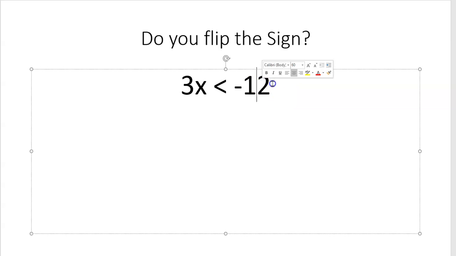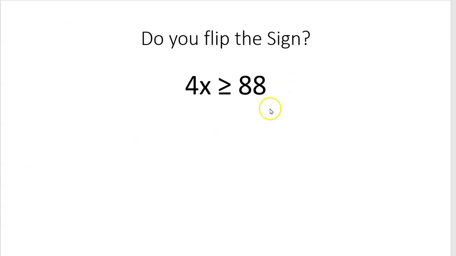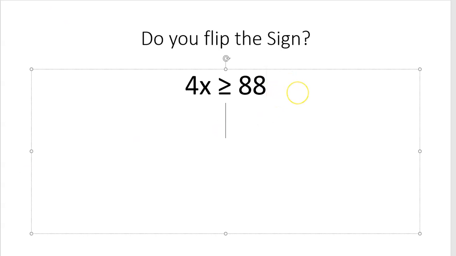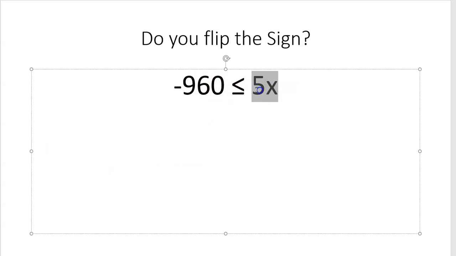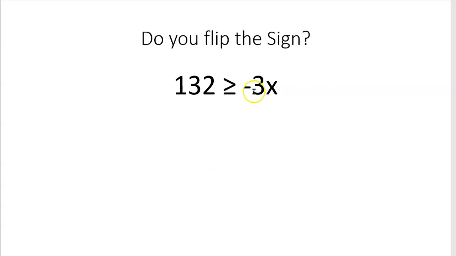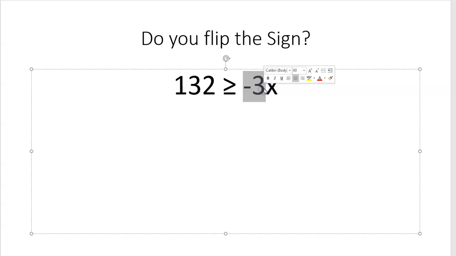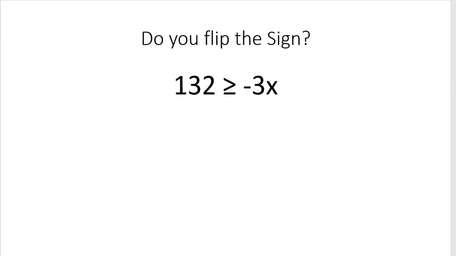This one, you do not flip the sign. Even though there's a negative here, you're dividing by a positive, so we do not flip the sign. This one, you're dividing by a positive, so you do not flip the sign. This one, the 5 is still positive. You are dividing by a positive, do not flip the sign. This one, you're dividing by a negative, so you flip the sign.